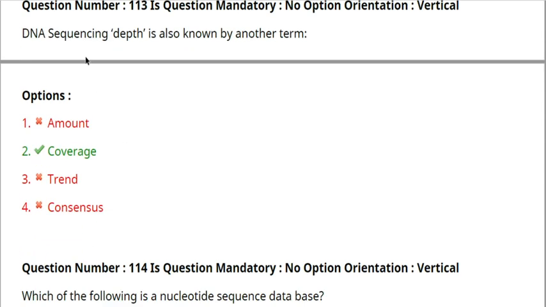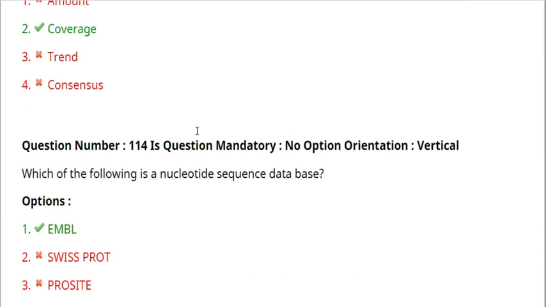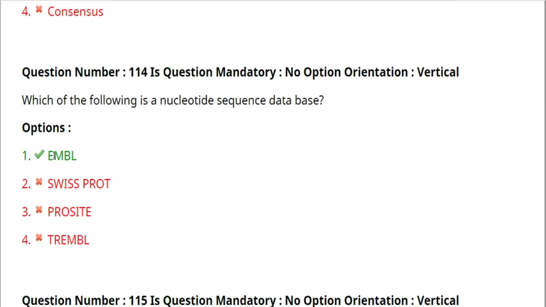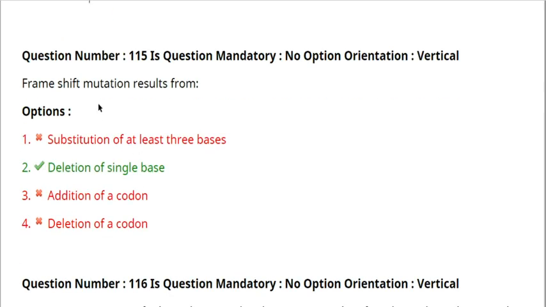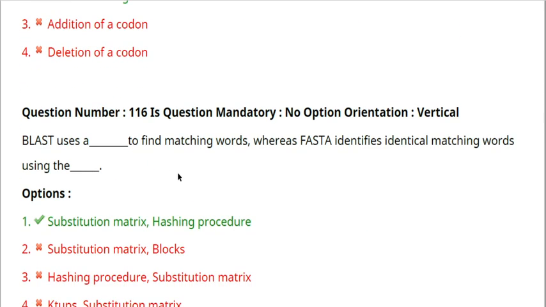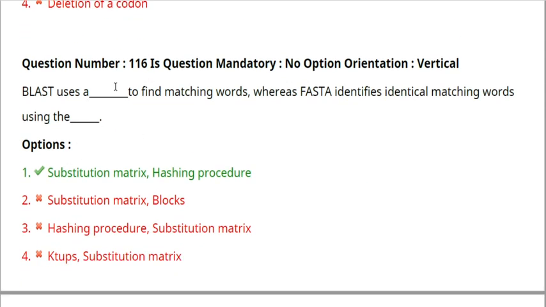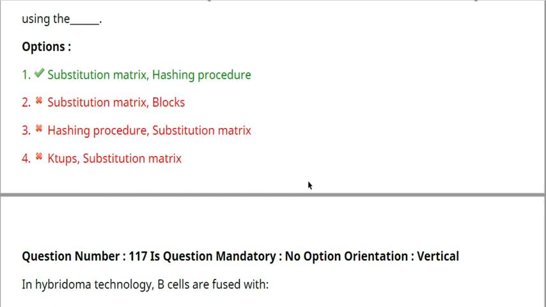Next, see, DNA sequencing depth is known by another term called coverage. Which of the following is a nucleotide sequence database? It is EMBL. Okay, so the rest, Swiss-Prot, PROSITE, TrEMBL will be protein sequence databases. Frameshift mutation results from a deletion of a single base. Okay. Next, BLAST uses a substitution matrix to find a matching word, whereas the FASTA technique will be using the hashing procedure to identify the identical matching word.